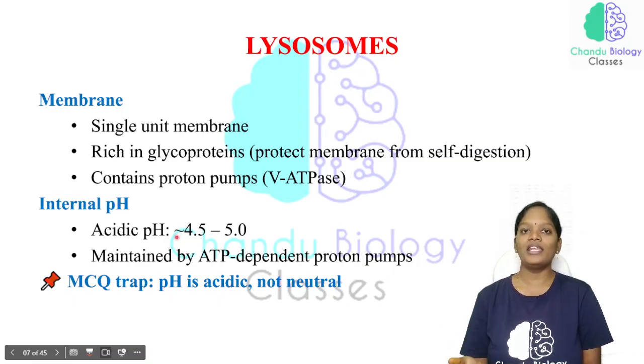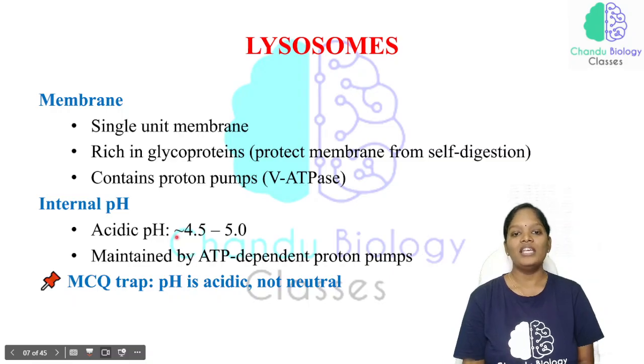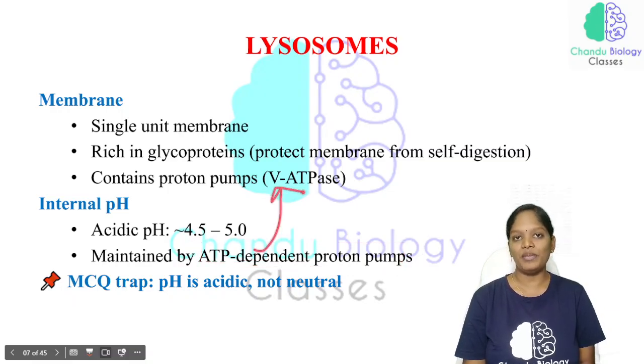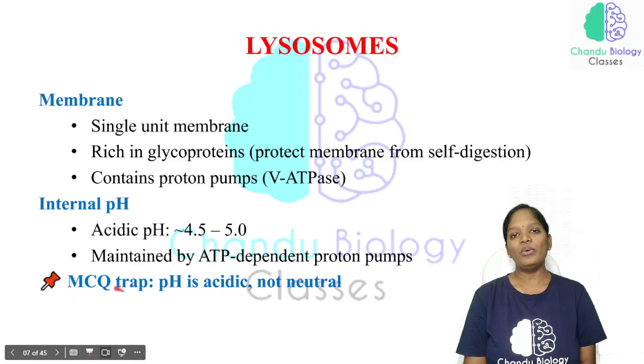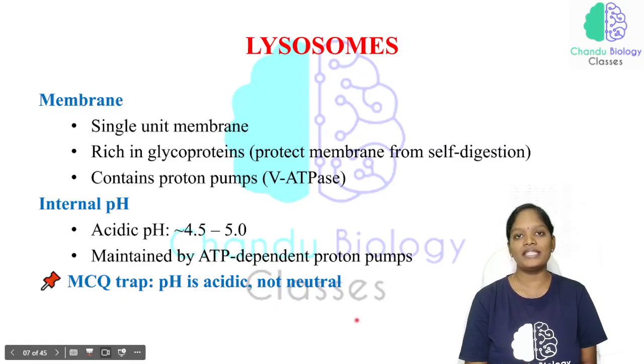But to pump the protons, this V-ATPase pump needs energy, in the form of ATP. That is why we call it the ATP dependent proton pump. This is nothing but V-ATPase. Okay, so how can they trap us in the exam? The pH is acidic, not neutral. Never ever is it neutral, it is an acidic environment.